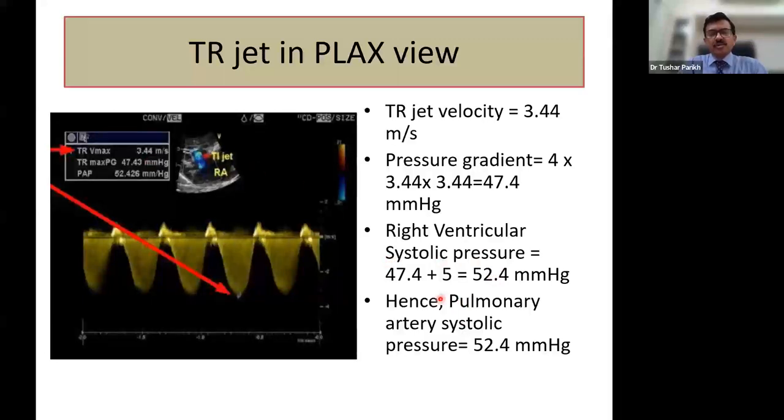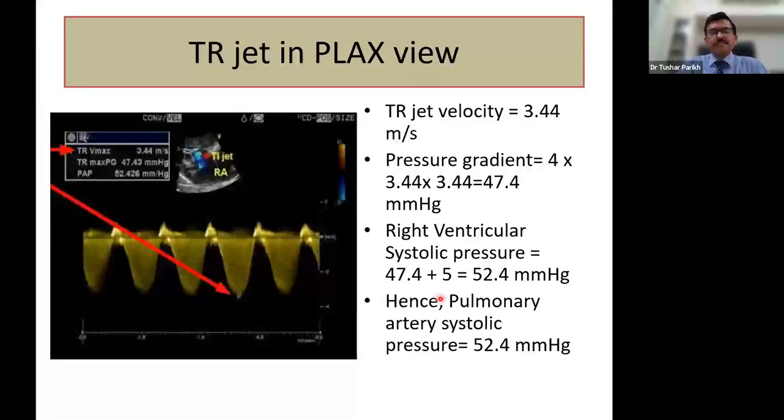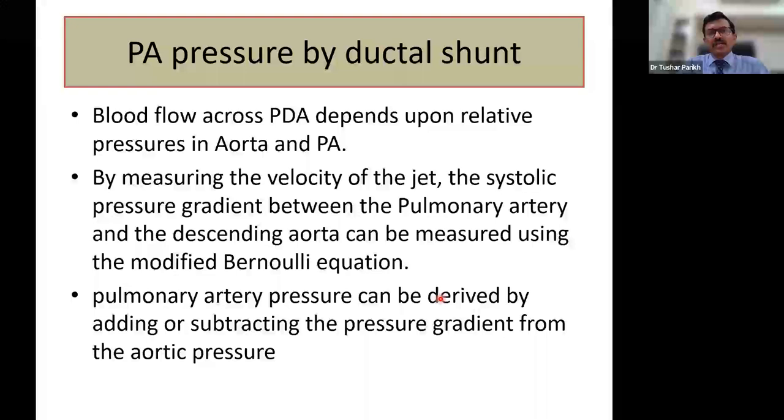Okay. So this is for ease and simplicity for everybody to understand. I hope this is clear. I've given enough examples here. Now let's move on to the second method of assessment of pulmonary artery pressure, and that is through ductal shunt.